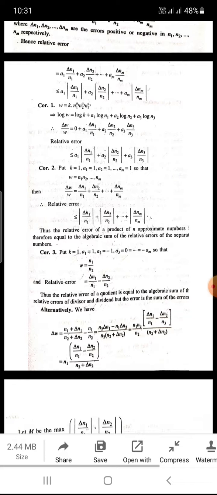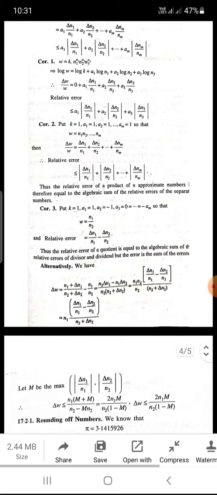Now third case, if we put k is equal to 1, a1 is equal to 1, a2 is equal to minus 1, a3 is equal to 0, a4 is equal to 0 and so on, this is equal to minus am. So w will be equal to n1 upon n2 and relative error will be equal to delta n1 upon n1 minus delta n2 upon n2. Thus, the relative error of a quotient is equal to the algebraic sum of the relative errors of the divisor and dividend, but the maximum error is the sum of the errors.